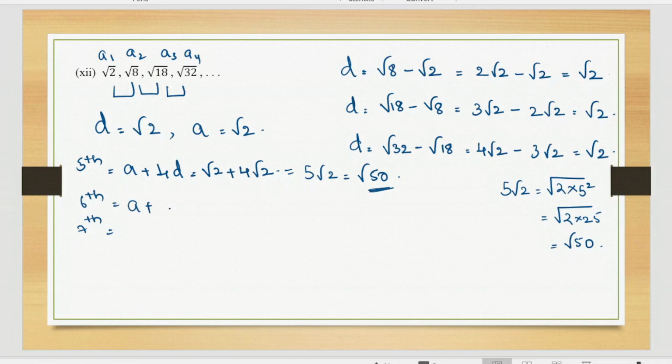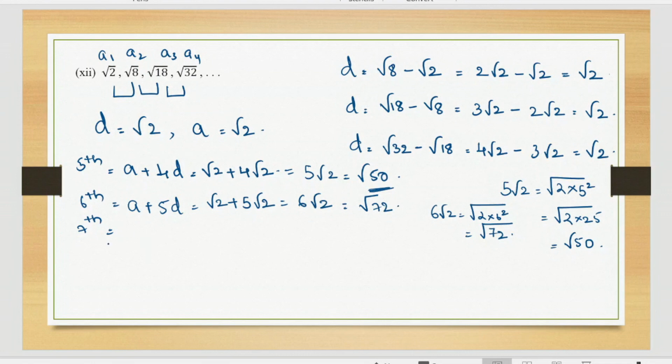So in the same way, for the sixth term, A plus 5D, A is root 2 plus 5 root 2, which is 6 root 2. Okay. Now see here, how do we get it? 6 root 2 is equal to root of 2 into 6 square, right? 6 square is 36. So 36 into 2 is 72, which is root 72.